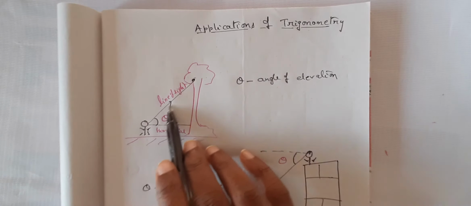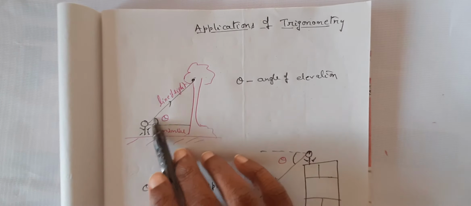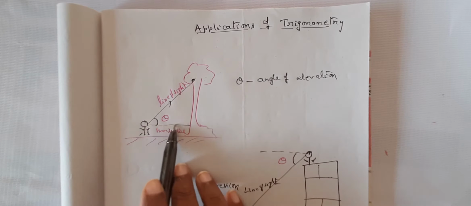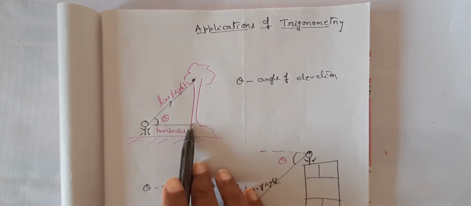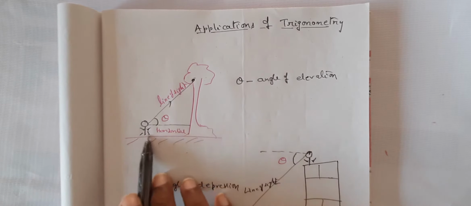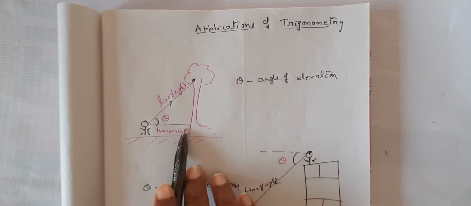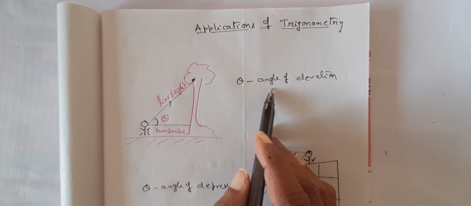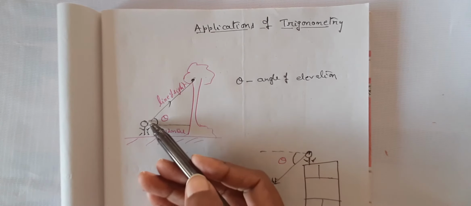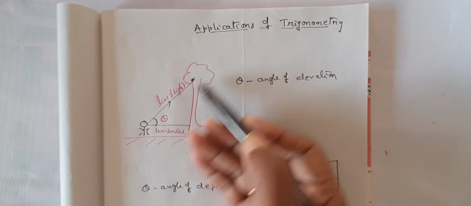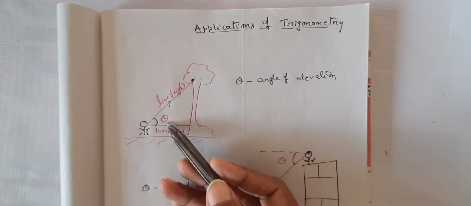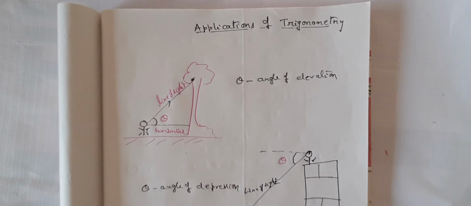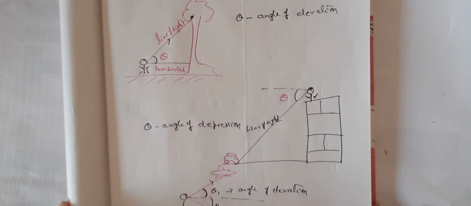Right? So his line of sight is like this, making an angle theta with the line of separation between the person and the tree. And that we call horizontal. This theta is called the angle of elevation. That means whenever a line of sight is upward, then we call it the angle of elevation. The next one is angle of depression.